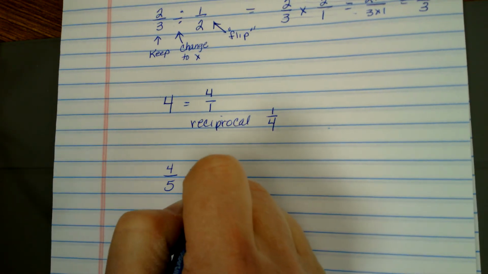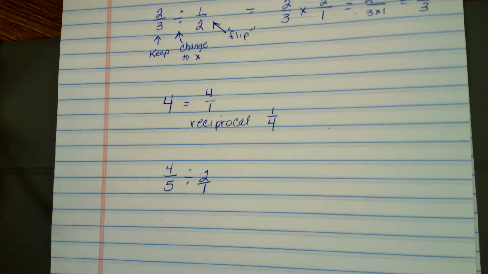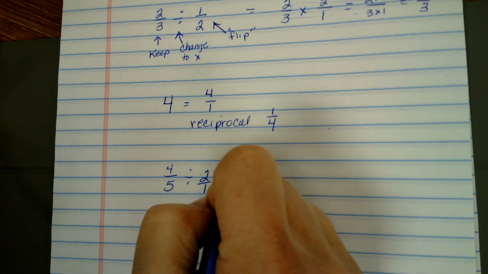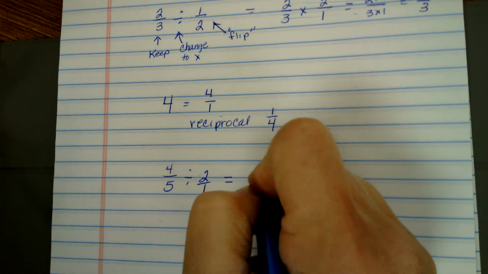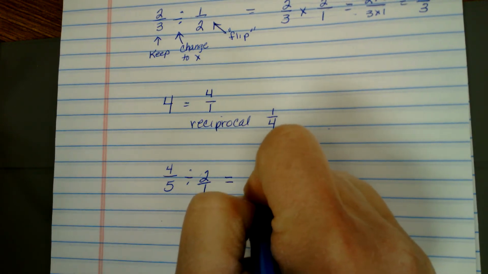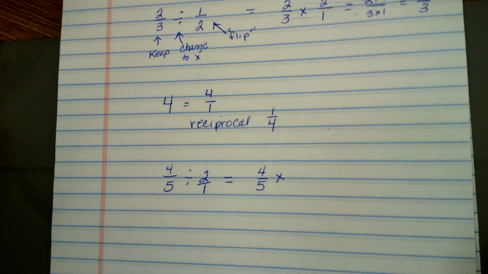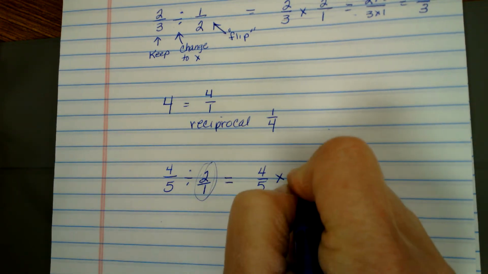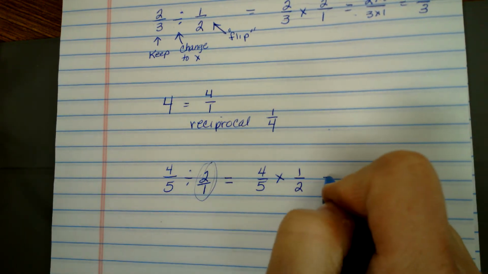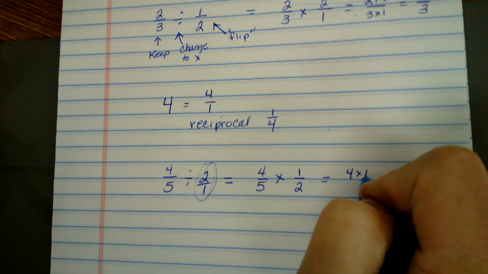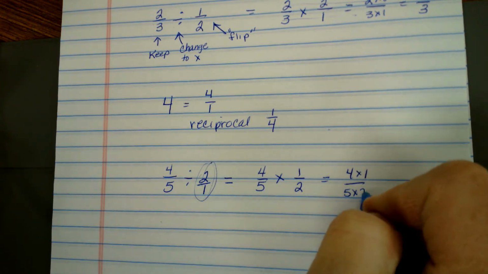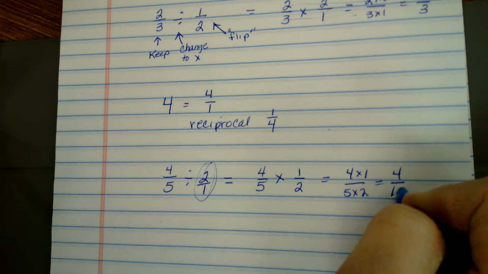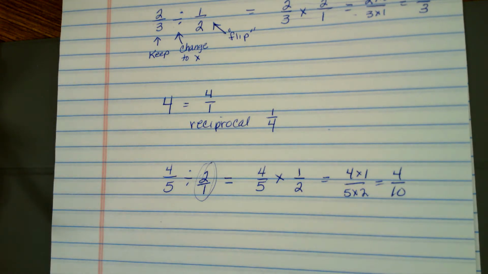A whole number can always be put over 1. So now we can rewrite this. Keep the first, 4/5, change to multiplication, and flip this one. Take the reciprocal, times 1/2. Okay, and that's going to give us 4 times 1 over 5 times 2, which is 4/10.